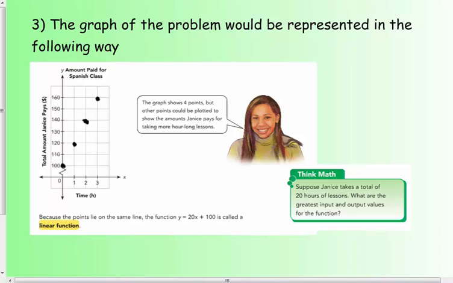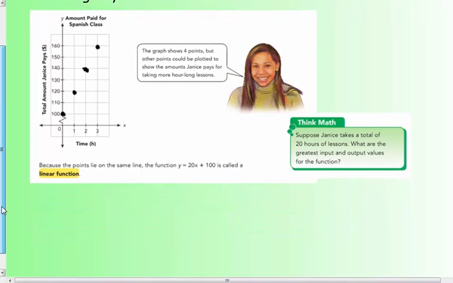Oops. I did want to go over this think math little part here. Suppose Janice takes 20 hours total of lessons. What are the greatest input and output values then for the function? Well, if x is 20, that's the greatest input. The hours is the x. So our x, with this little think math here, x would be 20, right?